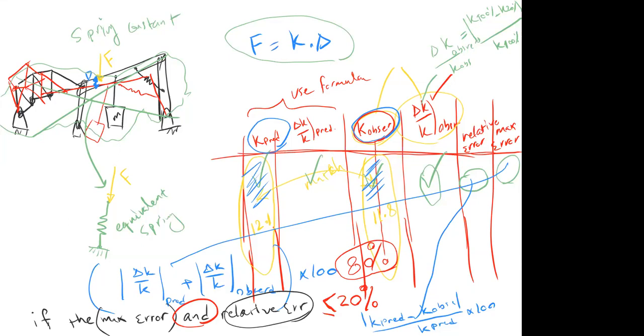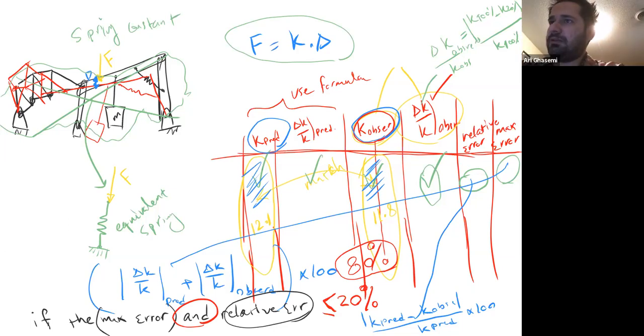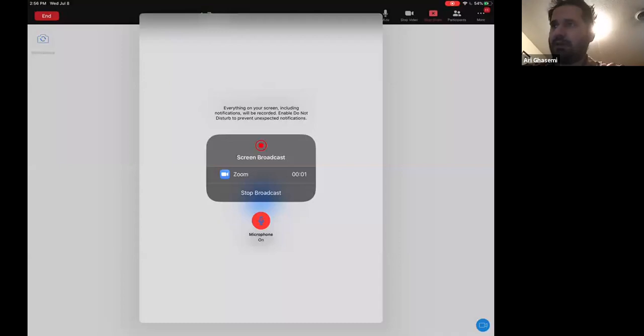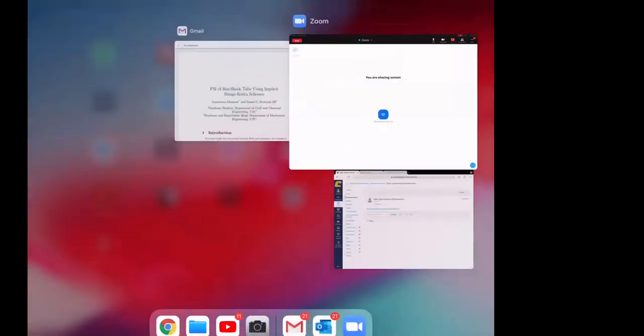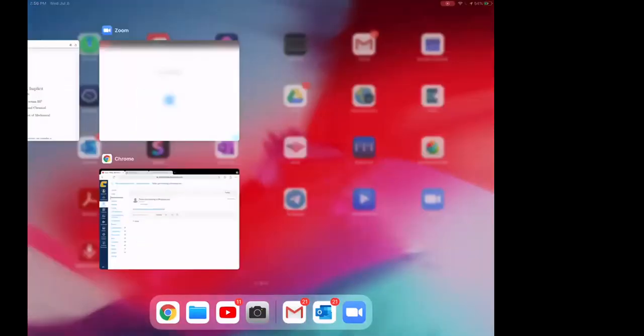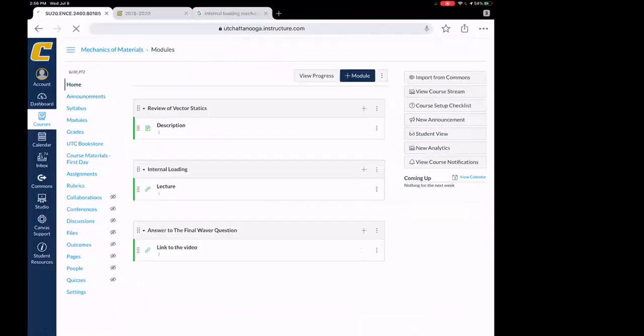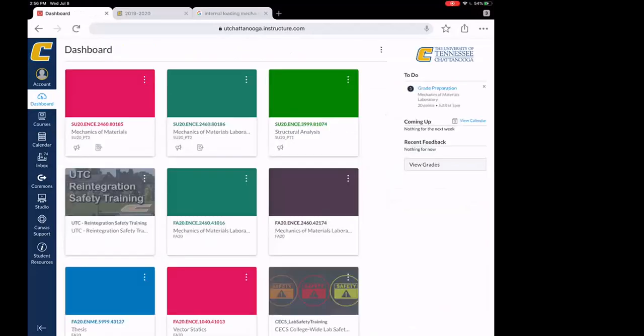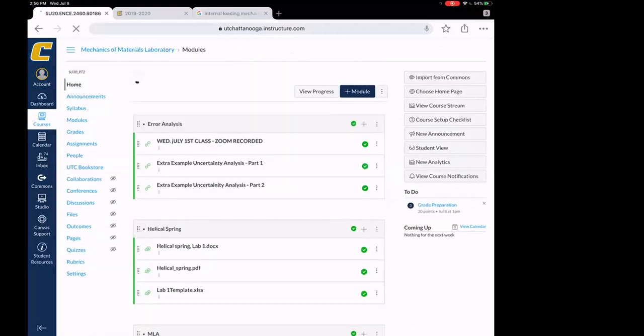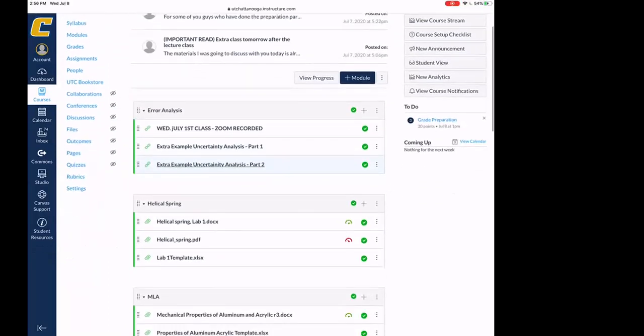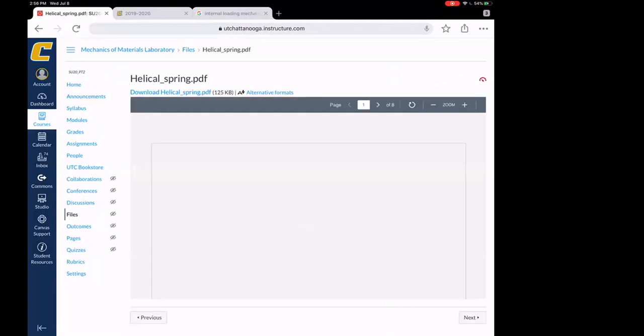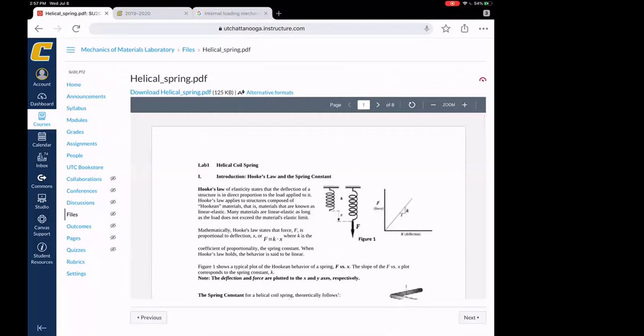So let me switch to the, let's see if I can share my screen. Okay. Let's go share screen, Zoom. Start board there. Okay. I'm sharing the screen. Let's see. Mechanics of material. Dashboard. Mechanics of material. Lab. Then we go here. Spring constant. Okay. So do you see my screen?